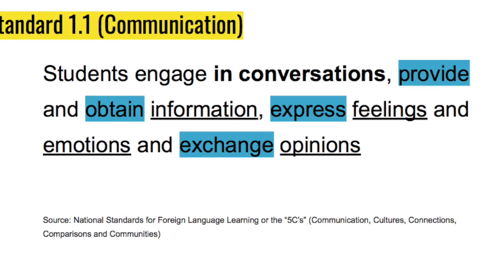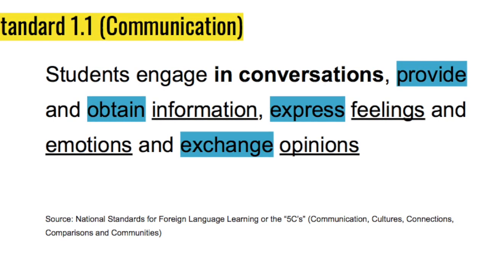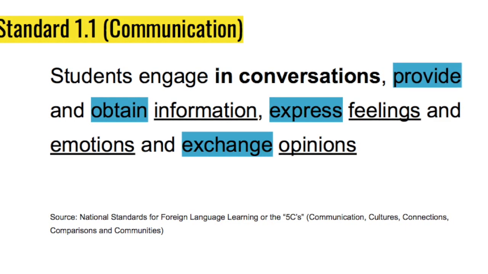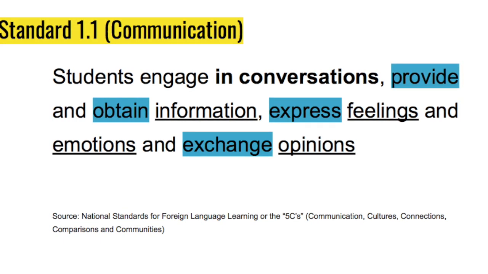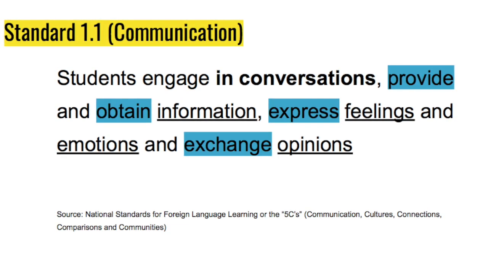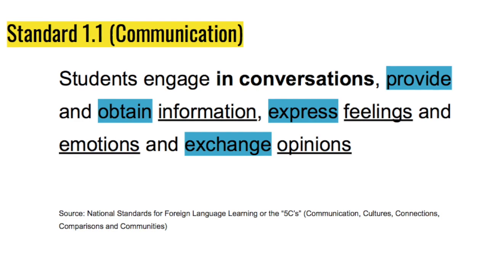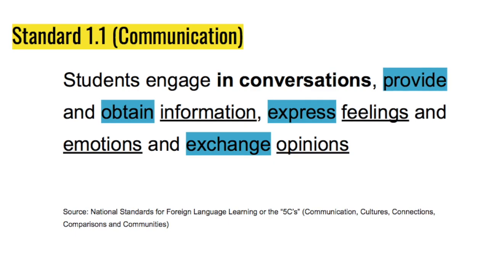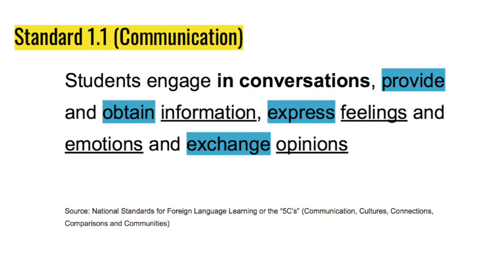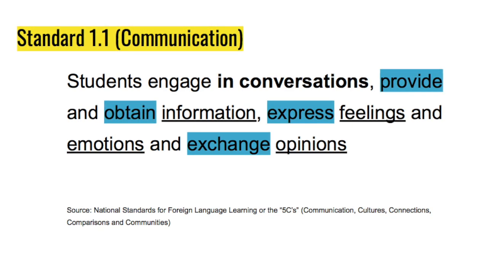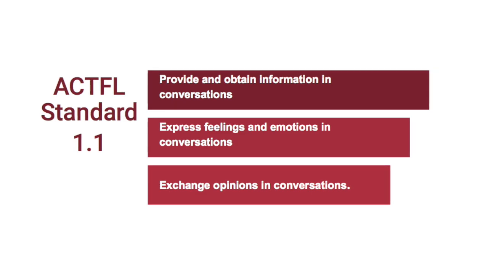First, I want to find the concepts in this standard: information, feelings, emotions, and opinions. I underline those main ideas. Then I look to see what the standard wants me to do with those concepts, the verb or skill: provide, obtain, express, exchange. I highlight these skills too. I also see that the standard has a context, conversation. The standard is asking that I provide, obtain, express, and exchange these concepts in conversations. I changed the word conversations to bold.